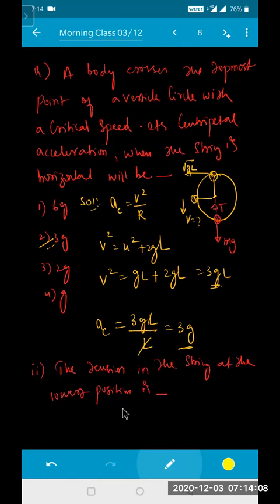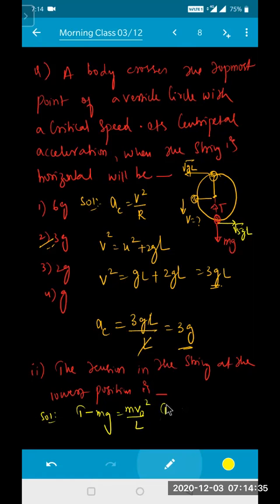At the lowest position, this will be equal to T minus mg is equals to m into v naught square divided by L. Velocity at the lowest position, for a particle to move in the vertical circle, will be under root of 5gL.